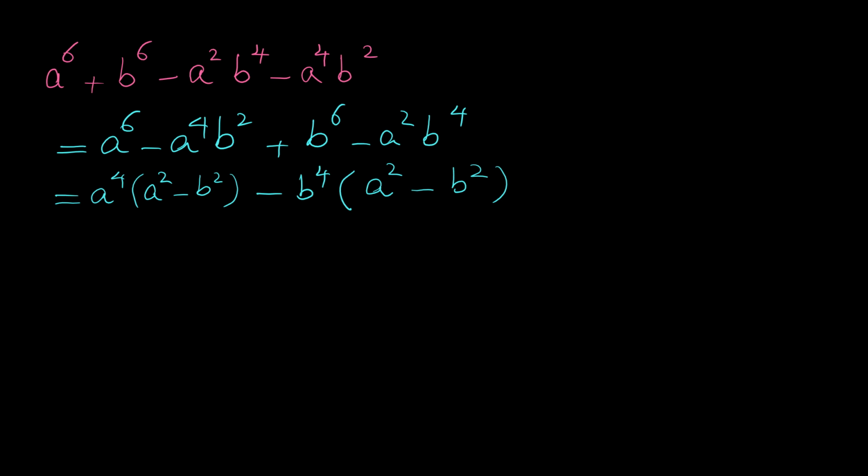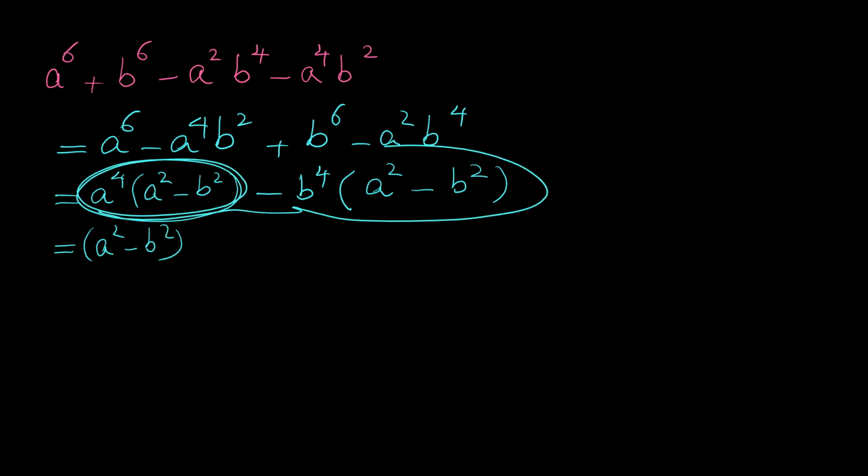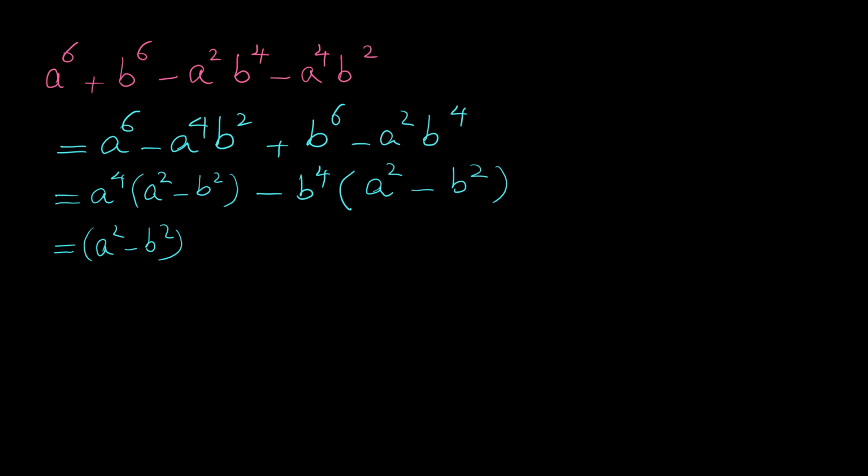Now we factor this common factor. a² minus b² is common between this term and this term. If we factor that, what remains? From the first term we have a⁴, from the next term b⁴.